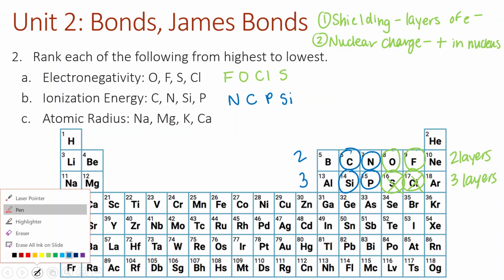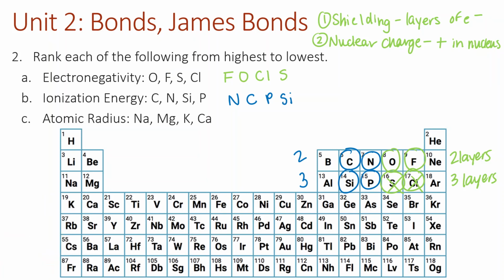So the last one here is atomic radius. So this is just the size of the atom from the center of the nucleus to the edge of the electron cloud. And we are looking at these 4, Na, Mg, K, and Ca. So first let's think about the shielding, the layers of electrons. Sodium and magnesium are both going to have 3, whereas potassium and calcium will have 4.